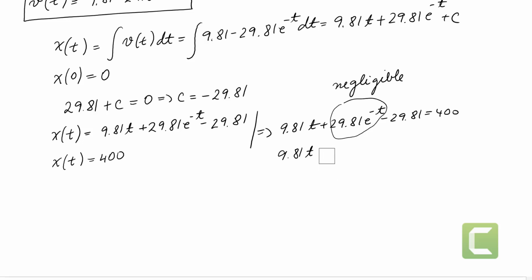And then 9.81t equals 429.81. So t equals 43.81. The time was measured in seconds, so seconds, and I rounded my answer to 2 decimal points. I hope this helps.